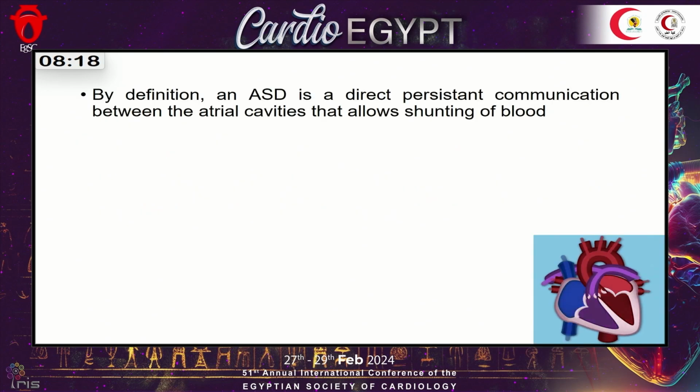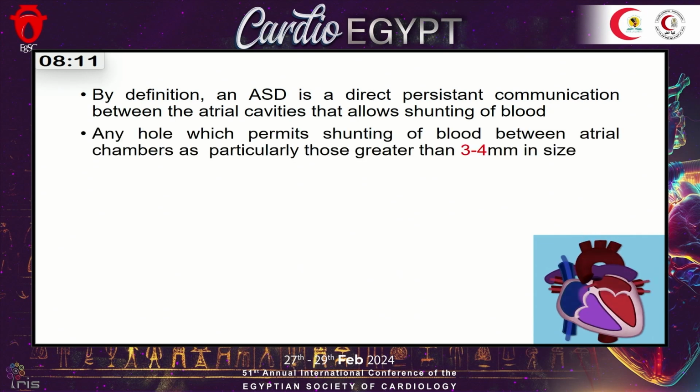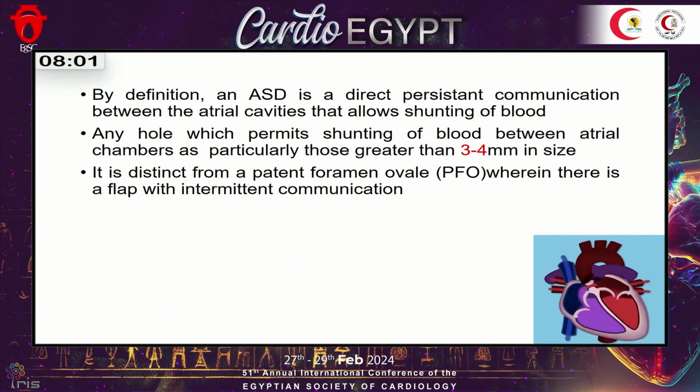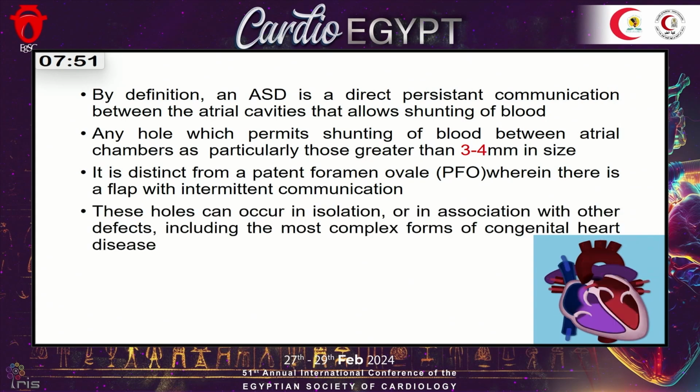By definition, atrial septal defect is a direct, persistent communication between the atrial cavities that allows shunting of the blood. Okay. Any hole which permits shunting of the blood between both atria, especially those greater than 3 to 4 millimeters in size, is called atrial septal defect. It should be distinguished from the patent foramen ovale, where there is a flap and intermittent communication. It's not a communication all the time. These holes can occur in isolation or in association with other defects in complex congenital heart disease.